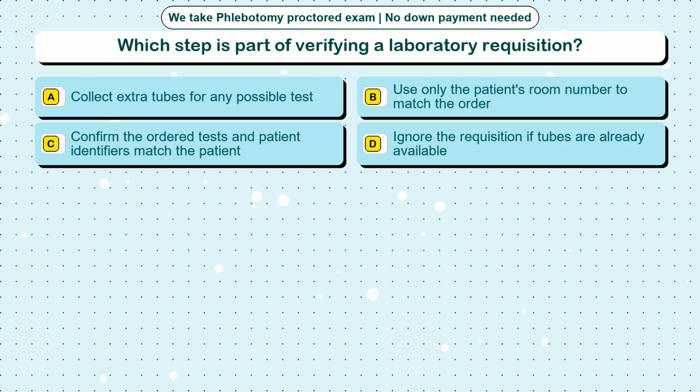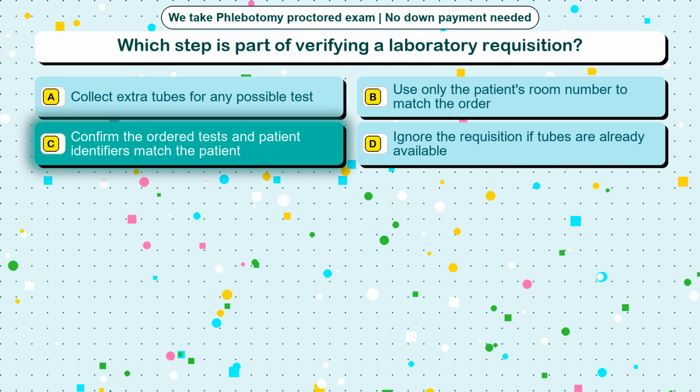Question 93. Which step is part of verifying a laboratory requisition? Option A. Collect extra tubes for any possible test. Option B. Use only the patient's room number to match the order. Option C. Confirm the ordered tests and patient identifiers match the patient. Option D. Ignore the requisition if tubes are already available.